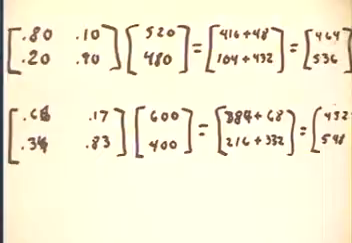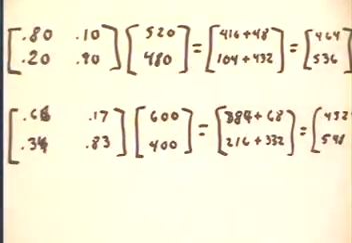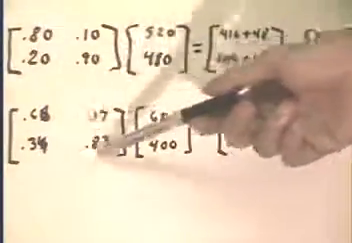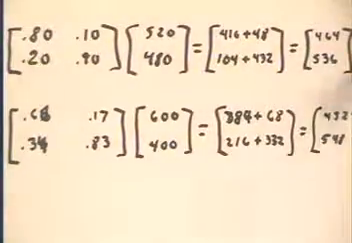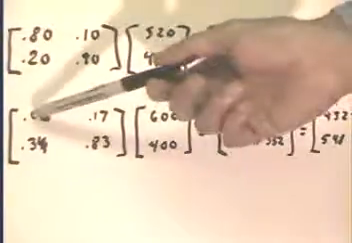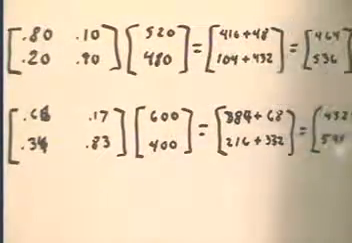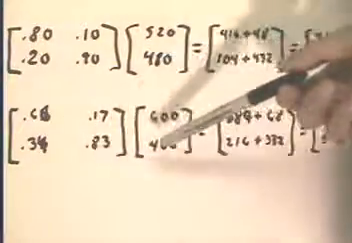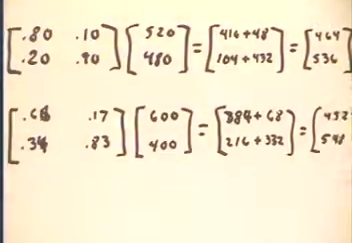Those are the numbers. Now if we take the product matrix, the 0.66, 0.17, 0.34, 0.83 times the 600, 400. You can check the numbers out. 0.66 times 600 is 384. 0.17 times 600 is 0.68. 0.34 times 600 is 216. 0.83 times 400 is 332. We add these numbers up and we get these results.